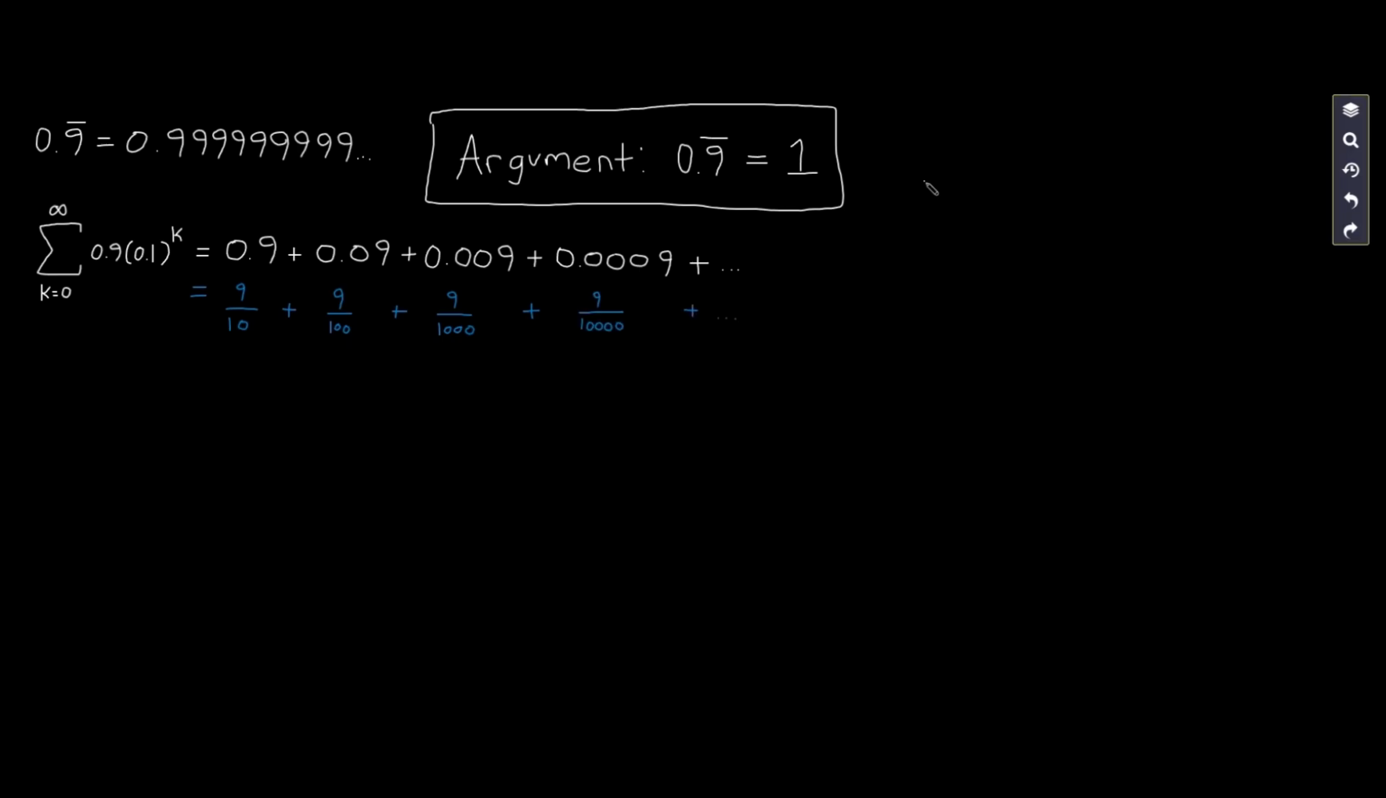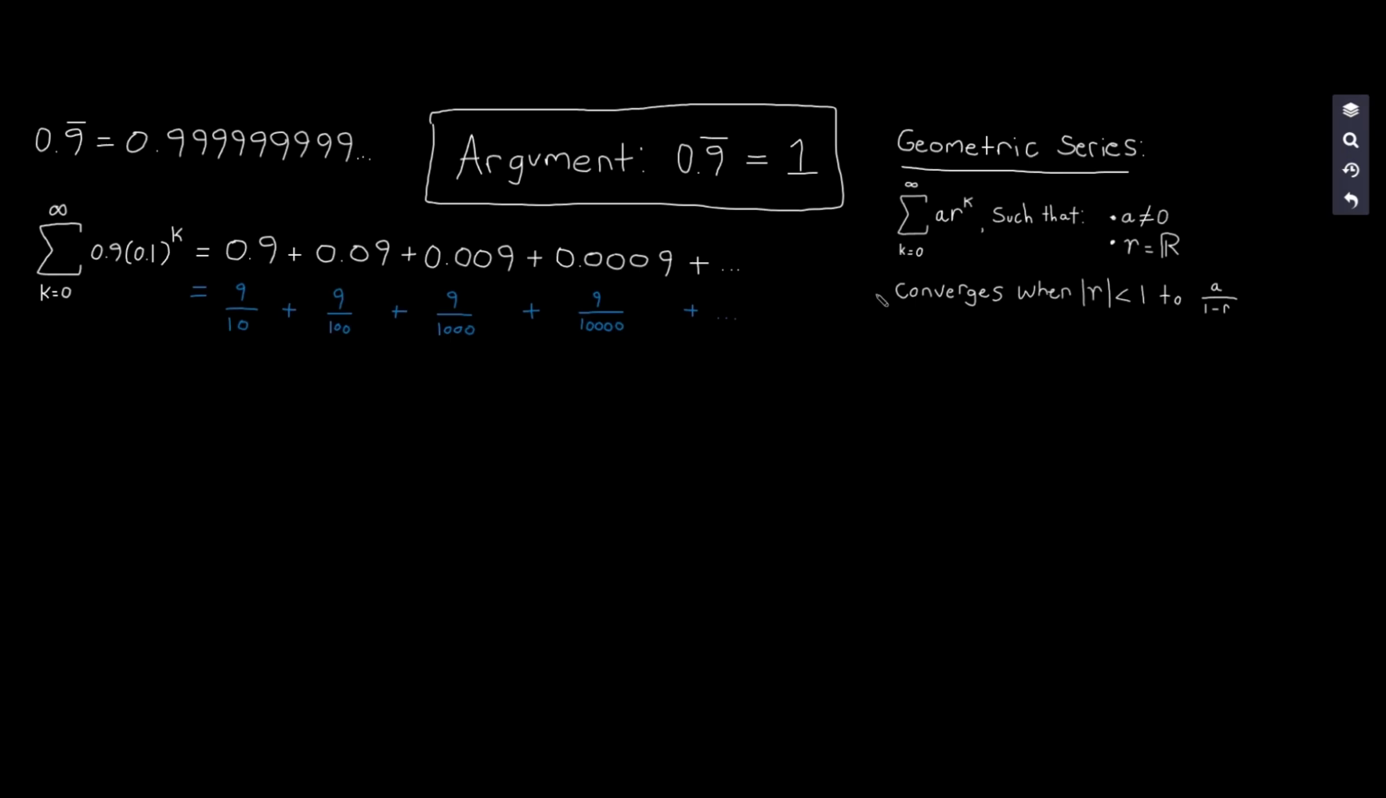Repeating decimals can be defined as geometric series. I did a video on geometric series previously where I was a little bit more thorough with my definition of it, but for the sake of this video, I'm just going to write out the definition for it mathematically. A geometric series can be written as a summation. We have the summation of k equals 0 to infinity of a times r raised to the power of k such that a is not equal to 0 and r is a real number. It's within the reals. The convergence is when the absolute value of r is less than 1 and it converges to a over 1 minus r.